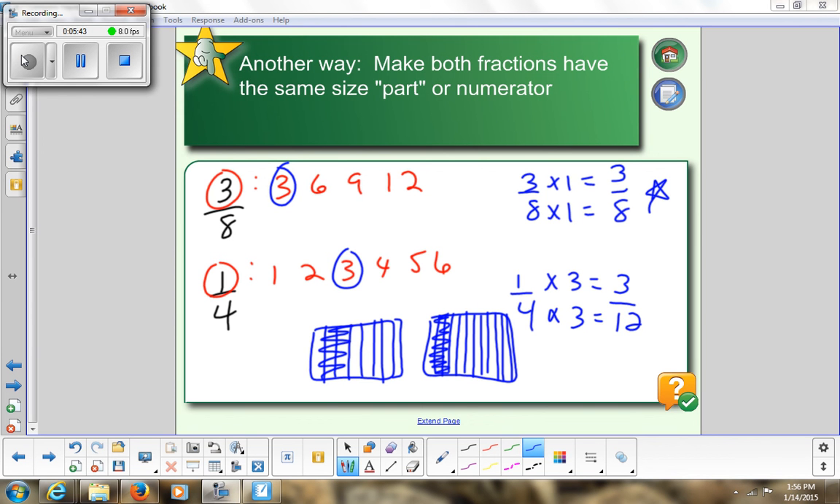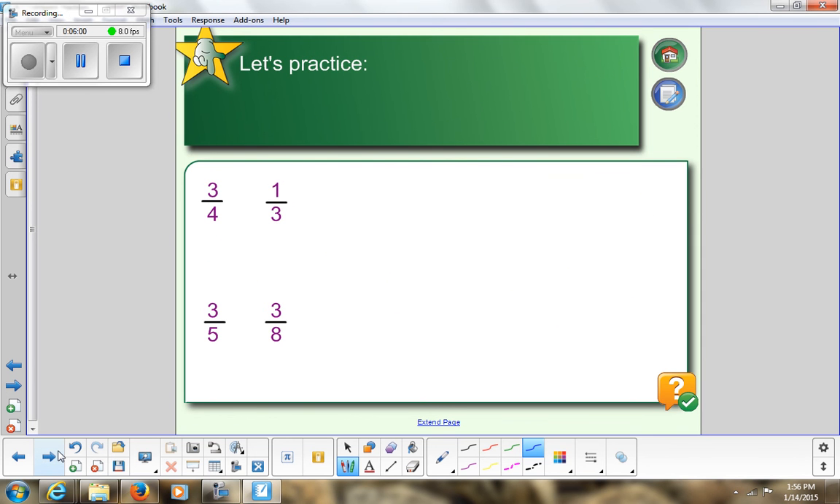Doing the numerator is very confusing for some of you. So you are by no means required to use this way. This is just another way that you can use. I would stick with doing the denominator like we're used to, and or the butterfly method, which we're going to do in just a little bit.